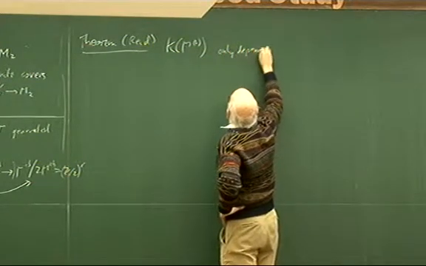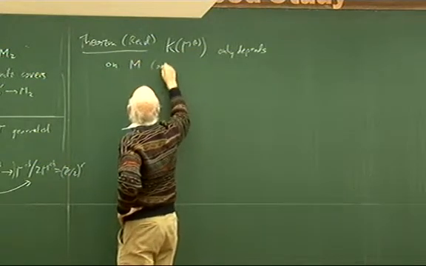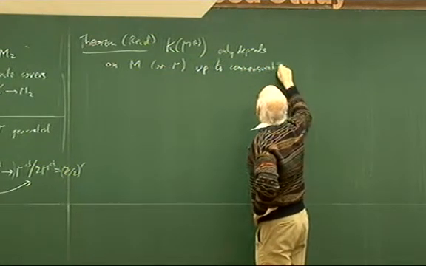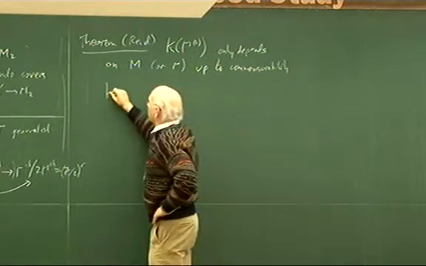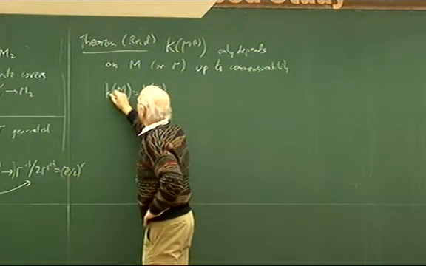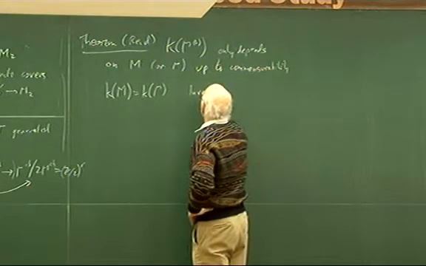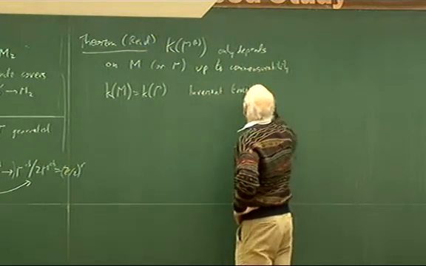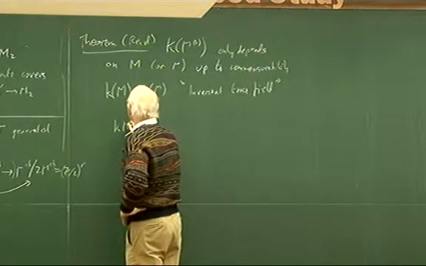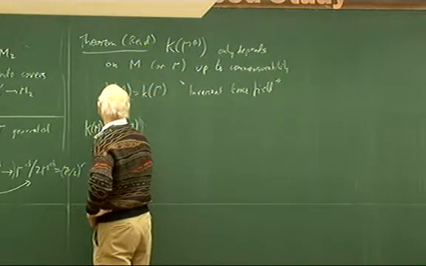It only depends on M or gamma up to commensurability. So we call this field k of M, or little k of gamma, using a lowercase k, a small k. And this is called the invariant trace field. So we have that k of M sits inside of the trace field.